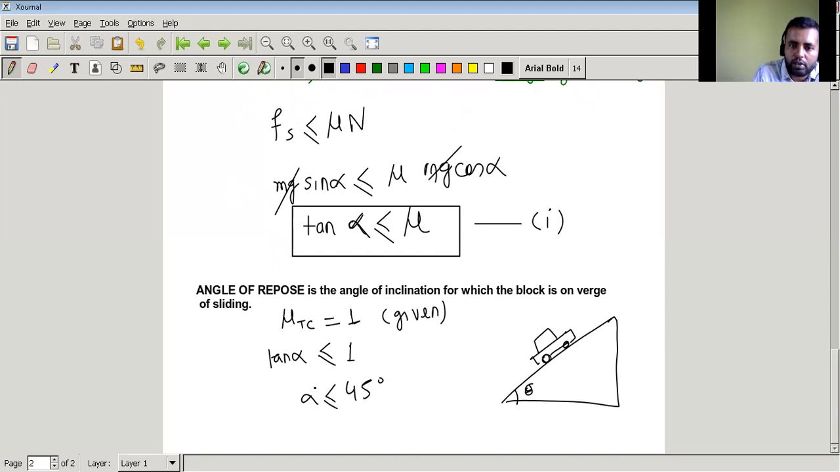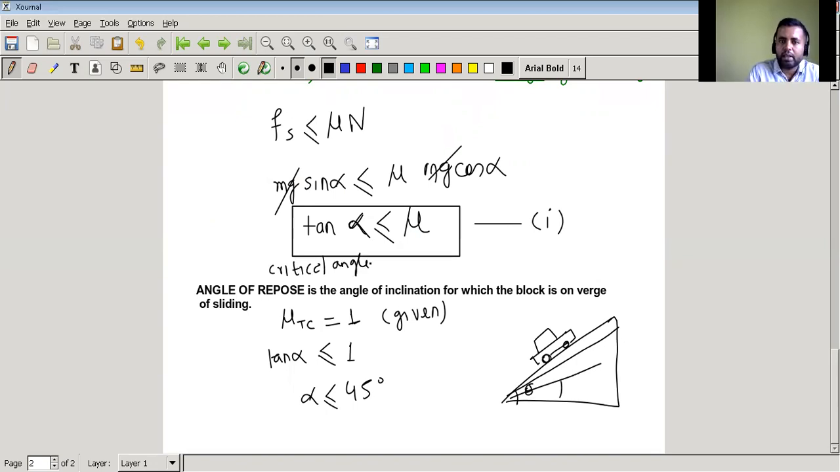Now, what is the meaning of it? The meaning of it is, if you park a car on an incline, and if you know this, then the angle of repose is 45 degrees. It means if the angle is less than 45 degrees, or up to 45 degrees, it is fine. So any angle which is less than 45 degrees is fine. 45 degrees is the critical angle. Okay, angle of repose is also called critical angle. 45 degrees will be the critical angle.